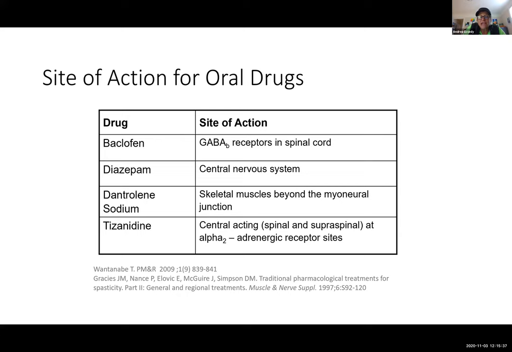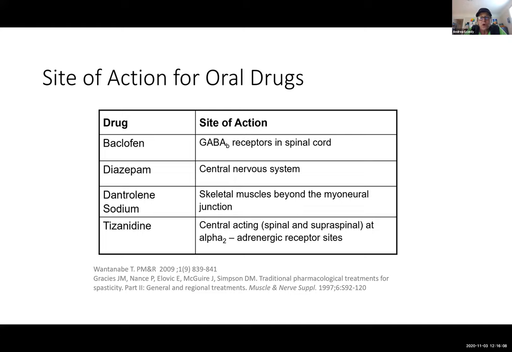And then there's dantrolene sodium, also known as Dantrium. This actually acts at the skeletal muscle, and it acts at the myoneural junction. You guys now know where that is. So that actually causes weakness at the muscle, and it's not necessarily specific to just the spastic muscle. The beauty of baclofen is that, only because of where the GABA receptors are in the spinal cord, it's really only affecting the spastic muscles, not the normal muscles.